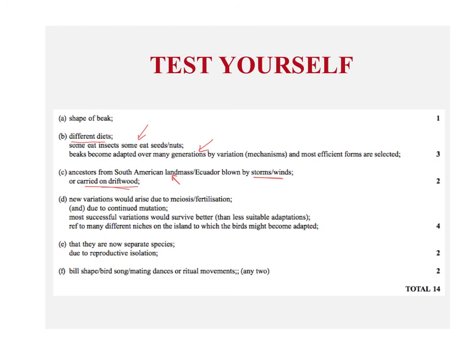Now, the way that these differences arise is due to mutations that occur during meiosis, maybe fertilisation, and those mutation processes continue. The most successful variations will survive better and over time reproduce, and you could have made any reference to different niches, so different specific environmental areas which birds might become adapted to. The idea that they can't interbreed tells you that they are now separate species, and this is due to reproductive isolation. You could have said it's allopatric speciation as well, that would have been fine. And the way that two birds of the same species might be able to recognise each other, aside from that plumage, is maybe bill shape or beak shape, the song that they sing, the mating dances, or any movements that they might have done to attract a mate.